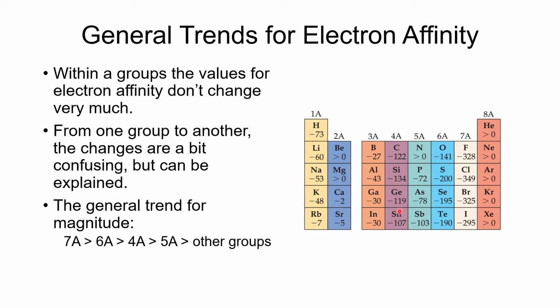Now, there are a couple of discontinuities that we see, and it's just like what we saw for ionization energy. The difference here is that we're adding electrons instead of removing electrons. And so here in 2A, we already have a full S subshell, and so adding another one is not very easy. We would have to add it to the P level.